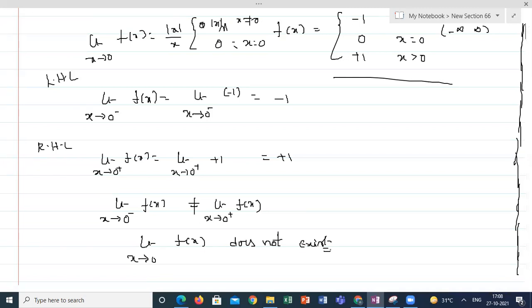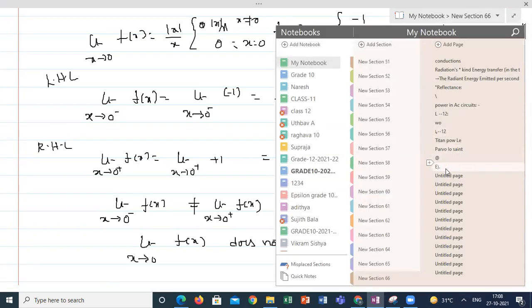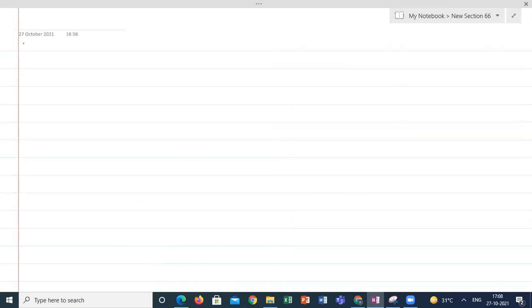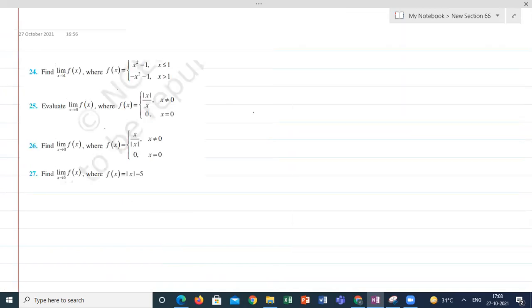Yes, sir. The next one is also the same. Instead of mod x by x, here it is x by mod x. So anyone can give the answer. Same way.